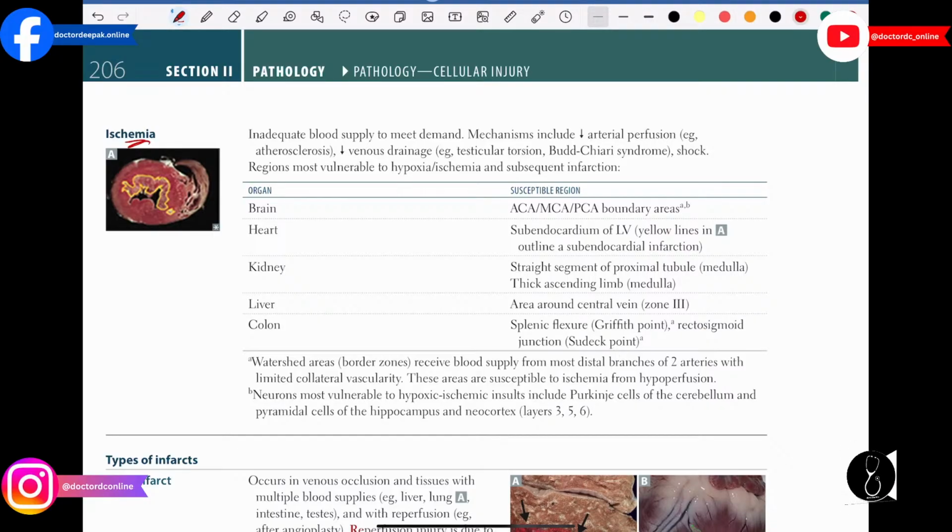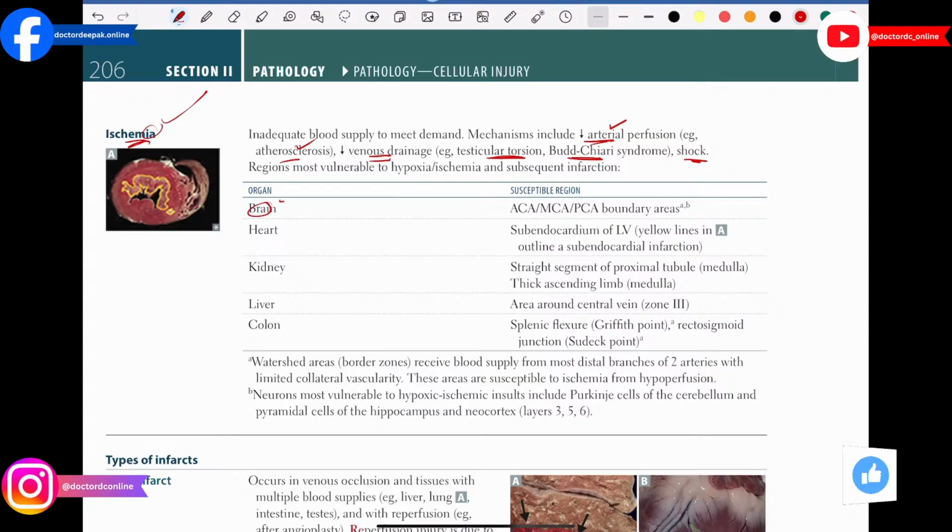And how will that ischemia occur? Basically when you decrease the arterial perfusion, for example in atherosclerosis, or when you decrease the venous drainage, for example in testicular torsion and Budd-Chiari syndrome. And also if you get shock, in all these conditions your body will not get adequate oxygen and adequate blood, so your body will undergo ischemia.